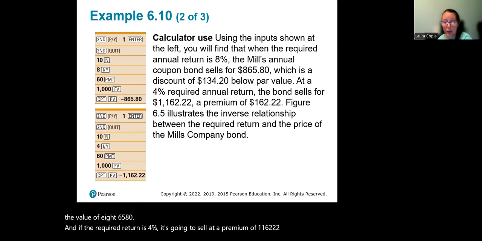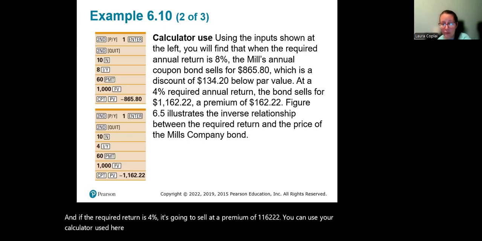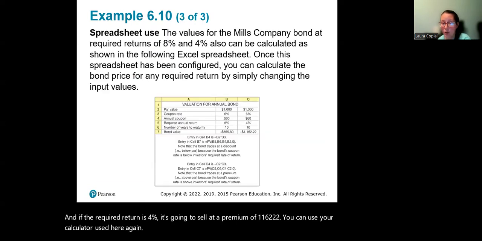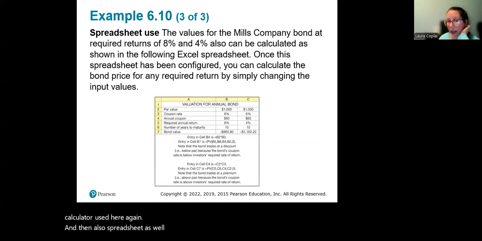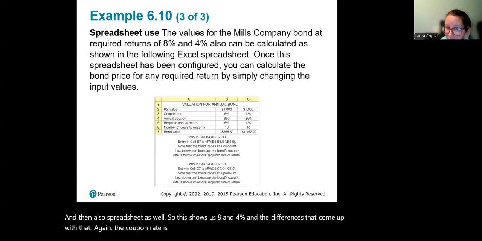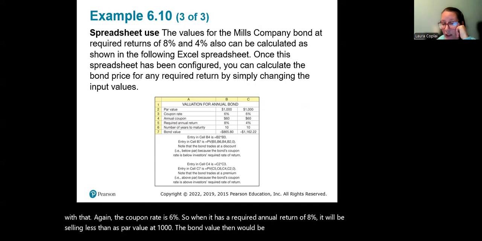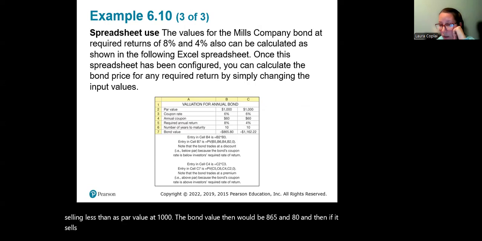You can use your calculator use here again. And then also spreadsheet as well. So this shows us 8 and 4% and the differences that come up with that. Again, the coupon rate is 6%. So when it has a required annual return of 8%, it will be selling less than its par value at 1,000. The bond value then would be 865.80. And then if it sells at a lower required annual return than what the coupon rate is, it's valued more at 1162.22.